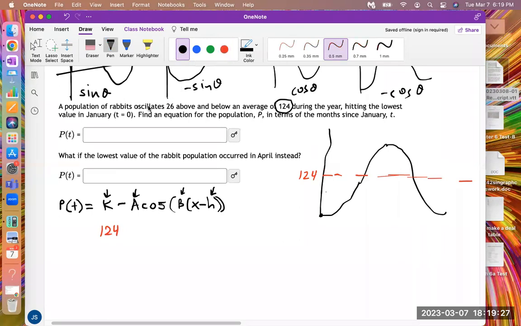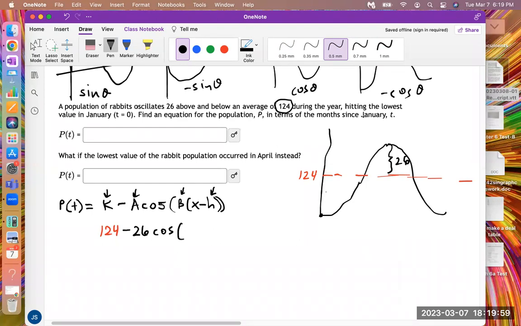Then a is the amount by which it oscillates above the midline. They say it oscillates 26 above, so a is 26, so minus 26 cosine. It sounds like the population of rabbits oscillates above and below during the year, hitting its lowest in January.